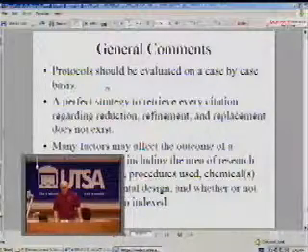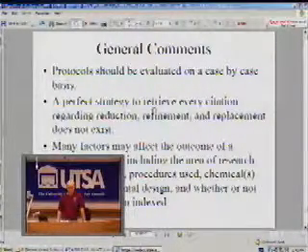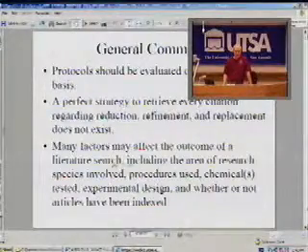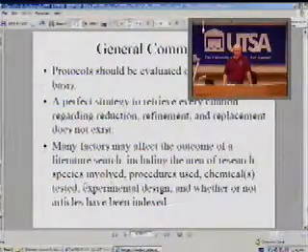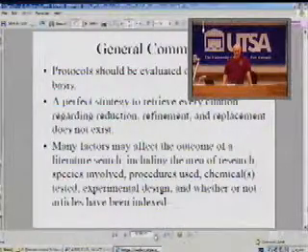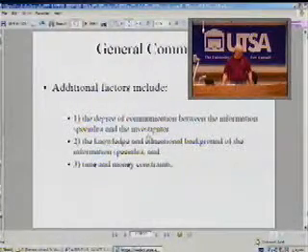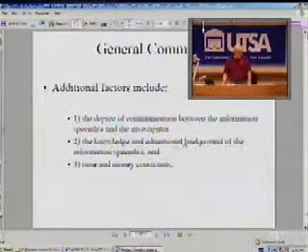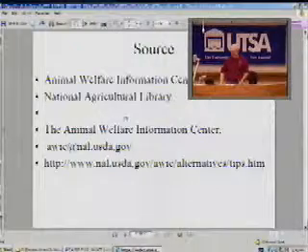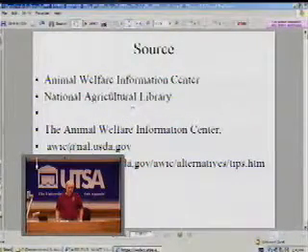In a set of general comments, the protocol should be evaluated on a case-by-case basis. A perfect strategy to retrieve every citation regarding reduction, refinement, replacement does not exist. Many factors may affect the outcome of a literature search, including the area of research, species involved, procedures used, chemicals tested, experimental design, and whether or not articles have been indexed in that area. Additional factors include the degree of communication between the information specialist and the investigator. We recognize that from reading already. The knowledge and educational background of the information specialist, and the time and money constraints. Obviously, you could continue this indefinitely, so some satisfactory endpoint must be agreed upon, recognized, and achieved.